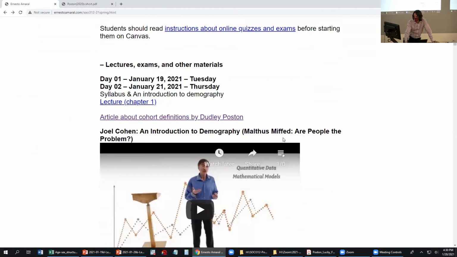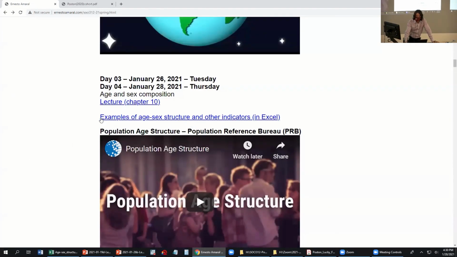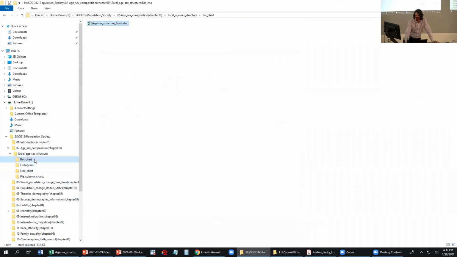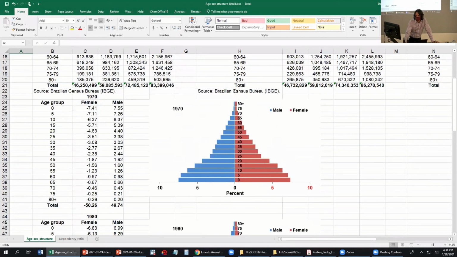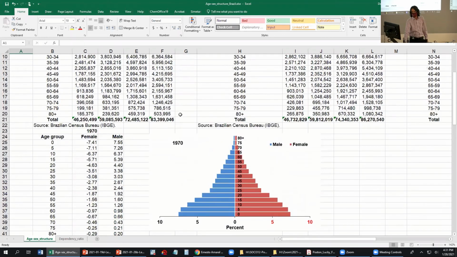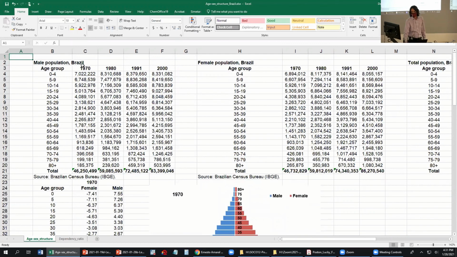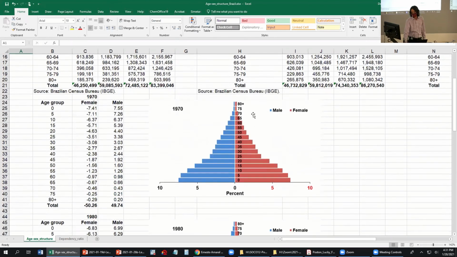In the course website, I put an Excel file. I will show it next class, examples of age-sex structure and other indicators. So it's pretty much a file that you uncompress, and you're going to have a lot of different graphs in Excel. The bar chart here, age-sex structure, Brazil, I just show how you get data from each specific year by sex, male, female, by age group, and then you can generate these graphs. And you can do that by yourself. You would just have to get, for the same year, data by age for men and for women, and then you can have the graph with age-sex structure.